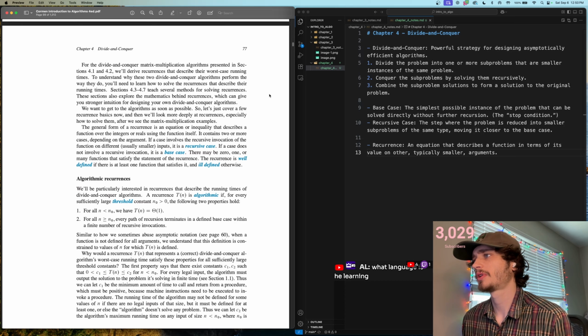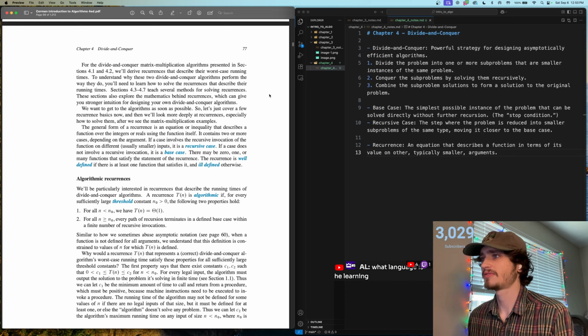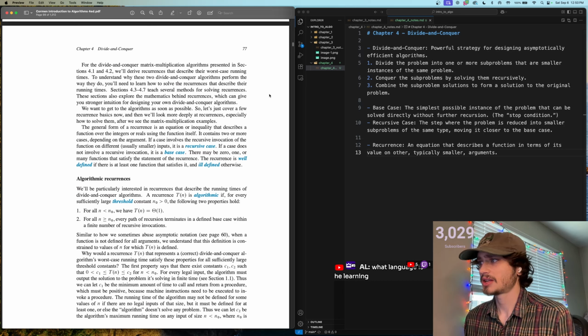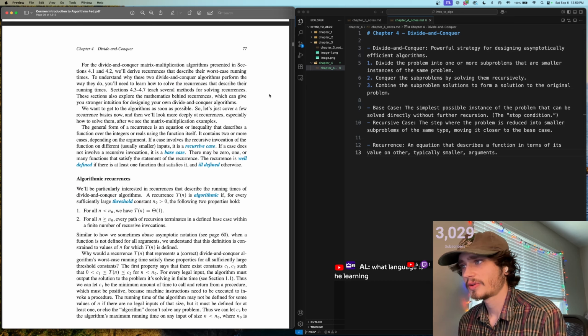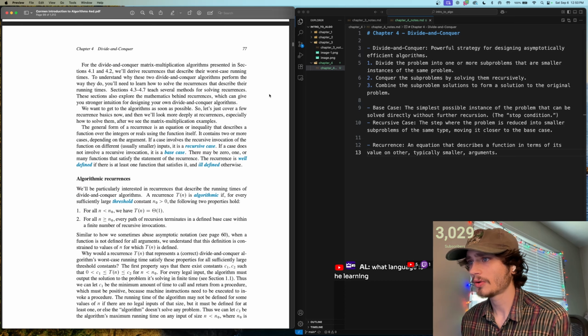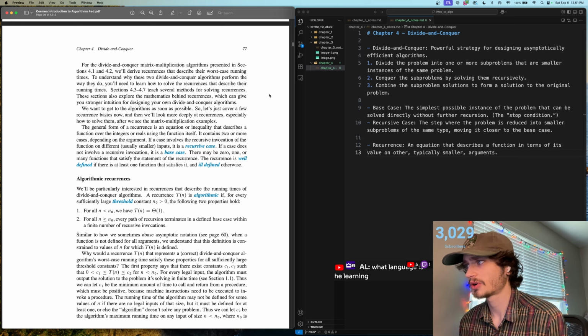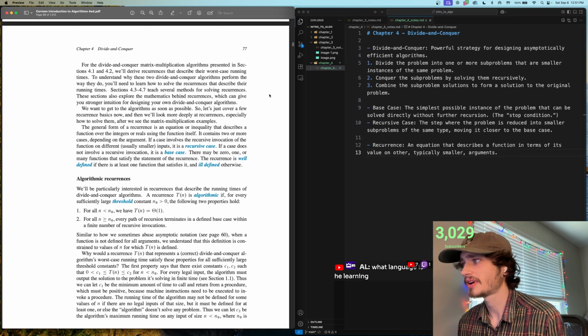The general form of a recurrence is an equation or inequality that describes a function over the integers or reals using the function itself. It contains 2 or more cases depending on the argument. If a case involves the recurrence invocation, the function on different, usually smaller inputs, it is a recursive case. If a case does not involve a recursive invocation, it is a base case. There may be 0, 1, or many functions that satisfy the statement of the recurrence. The recurrence is well defined if there is at least one function that satisfies it, and ill-defined otherwise.